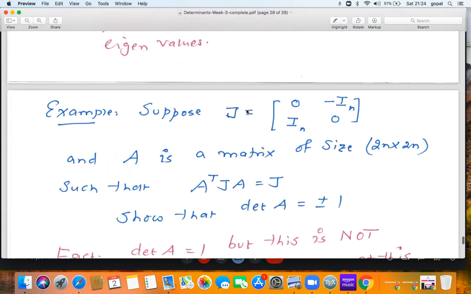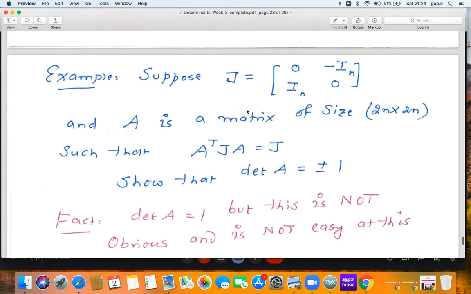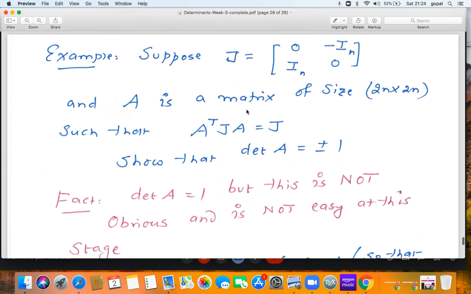Another example of block multiplication. I'm going to take the block matrix J. J is the block matrix 0, I n, minus I n, 0. A is a matrix of what size? A is a matrix of size 2n by 2n. J is a matrix of size 2n by 2n. Okay. So now I'm going to choose a matrix A such that A transpose J A equals J.